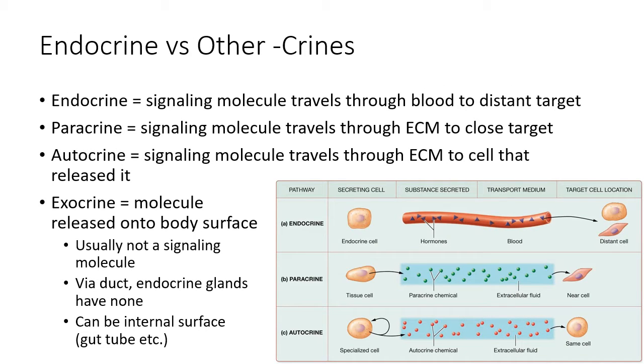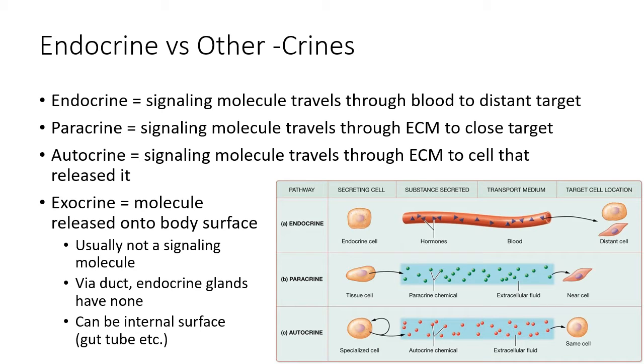So there's kind of a lot of "crine" words. Endocrine can refer to a type of secretion, the secretion of a hormone specifically. It also refers to signaling between cells or cell communication using hormones. But all the time, endocrine is associated with hormones. So endocrine means hormones. And a hormone is a signaling molecule in the blood.